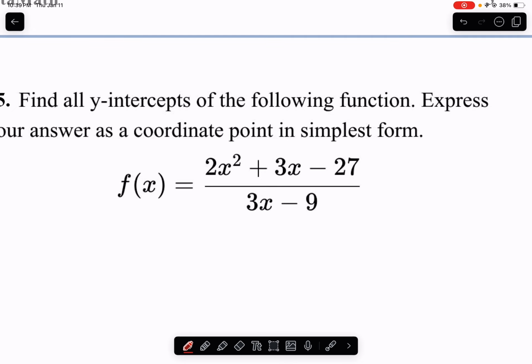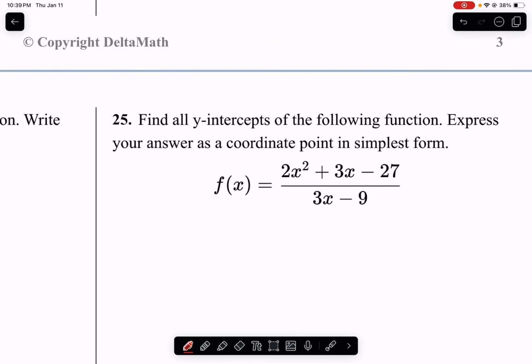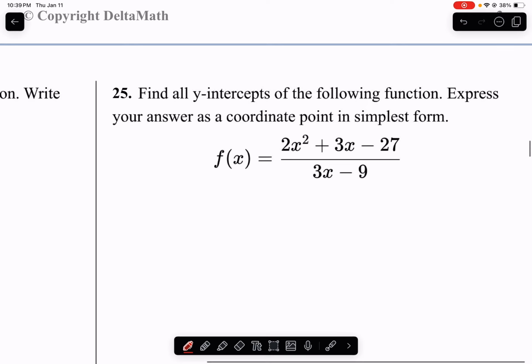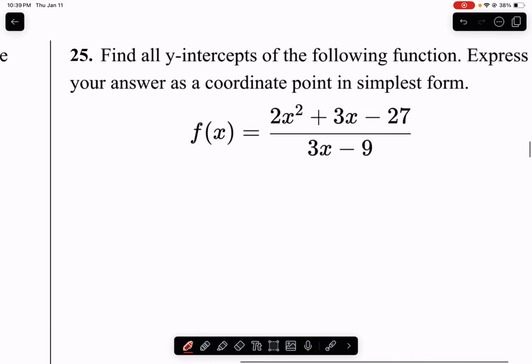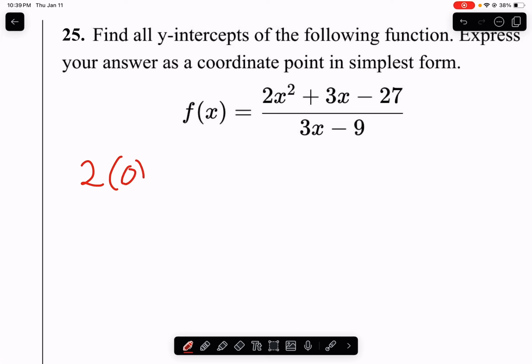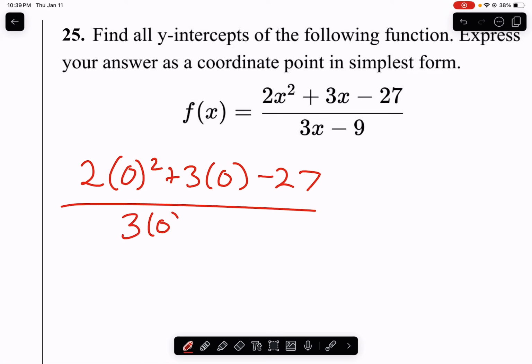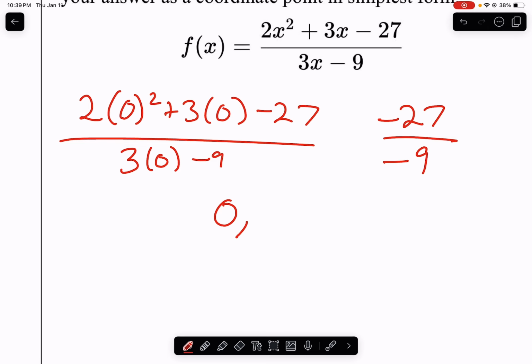All right, let's try this guy. Actually, now that I think of it, it would probably make the most sense to plug into the unsimplified version for the y-intercept. But anyway, 0 squared plus 3 times 0 minus 27, over 3 times 0 minus 9. All right, so we're just plugging 0 in. We end up with a negative 27 all over negative 9. We're going to do 0, comma, and we end up with 3. So we have a y-intercept at 3.